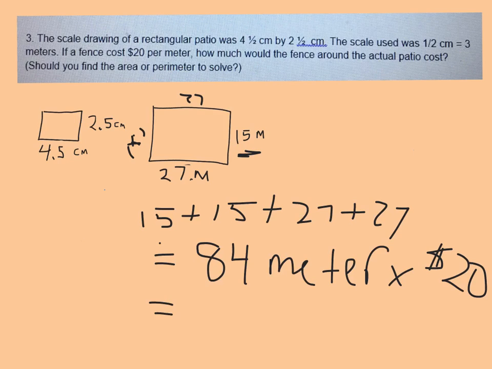So my total cost to put the fence around the actual patio is, let's see, $1,680. So 84 times $20 is $1,680. So that is the answer to this very long problem.